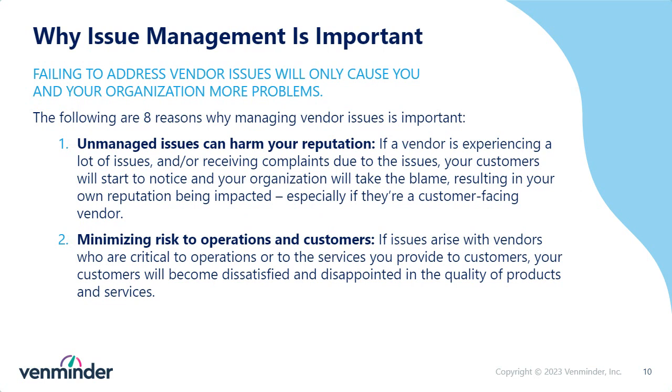Number 1, unmanaged issues can really harm your reputation. Remember, the public does not determine or really understand the difference between where your organization starts and stops and what the vendor is doing for you. To them, it's all the same. If there's issues with the vendor, they can damage your reputation. But they also can interrupt your operations and also affect customer satisfaction. If there's problems, say, with a critical vendor, and the services or products are not being delivered on time or as they're supposed to be, again, customers may become dissatisfied and disappointed.